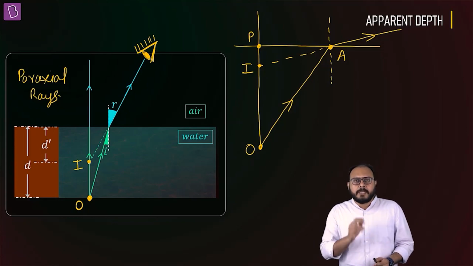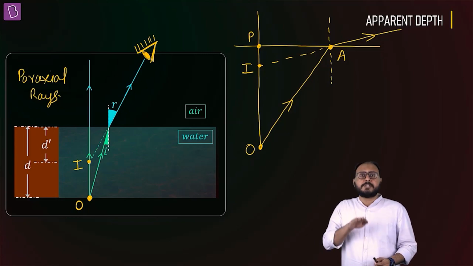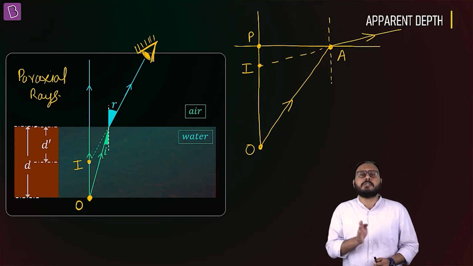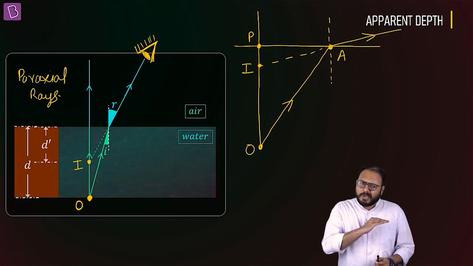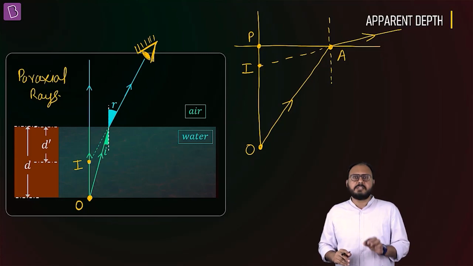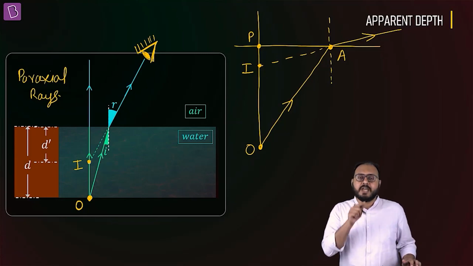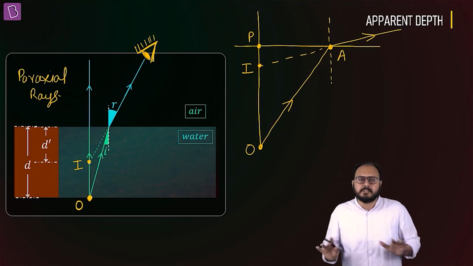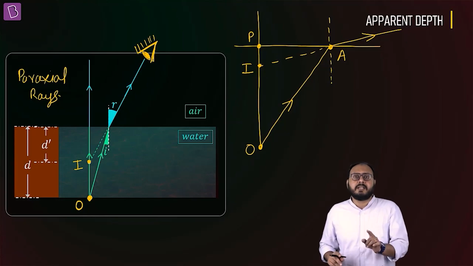Had the rays not been paraxial, there would have been a vertical shift and a horizontal shift. Paraxial rays give us a luxury to ignore the horizontal shift. That's the reason why I is vertically above O. In reality, it isn't. In reality, it matters where you are.